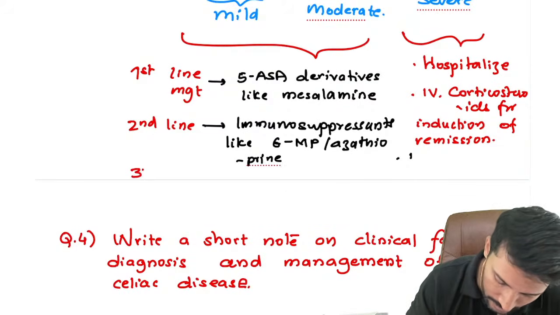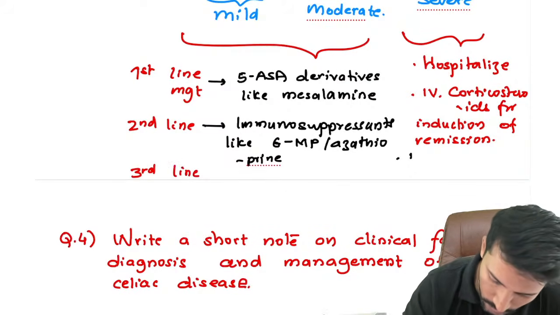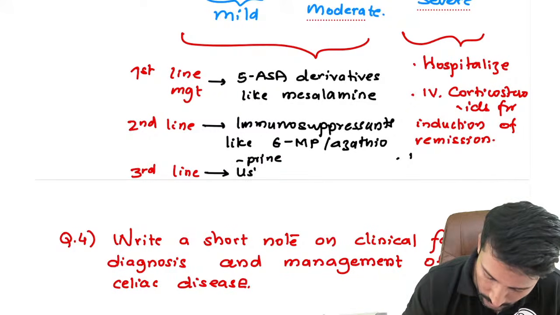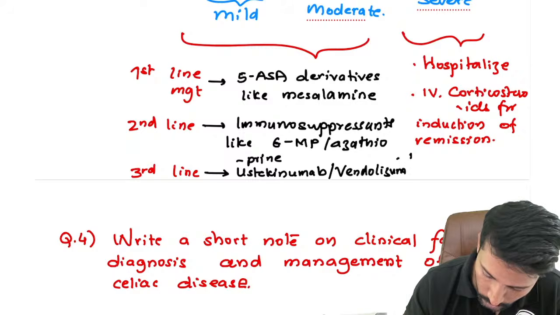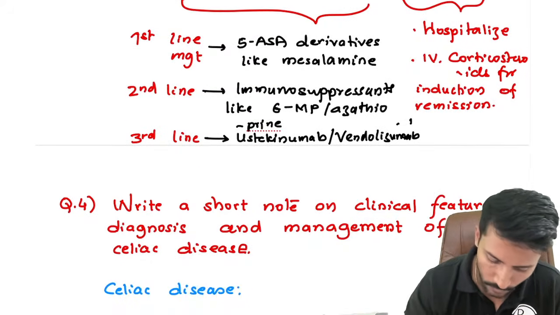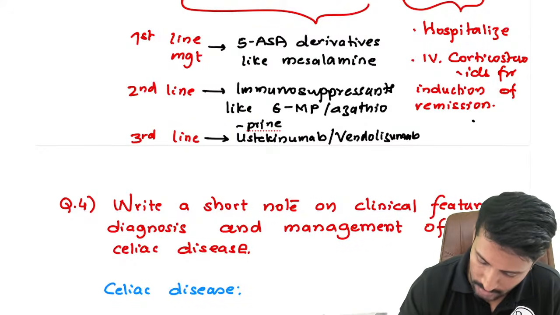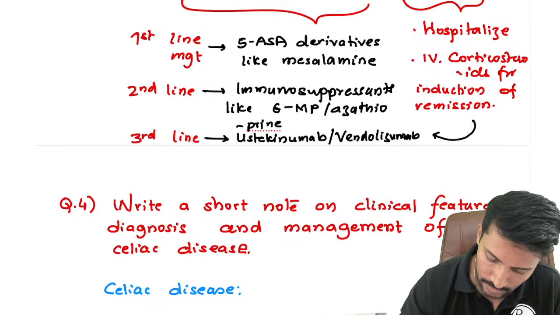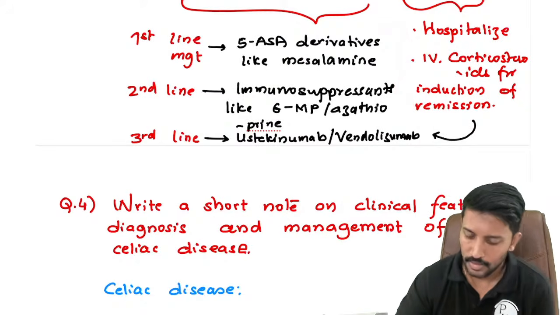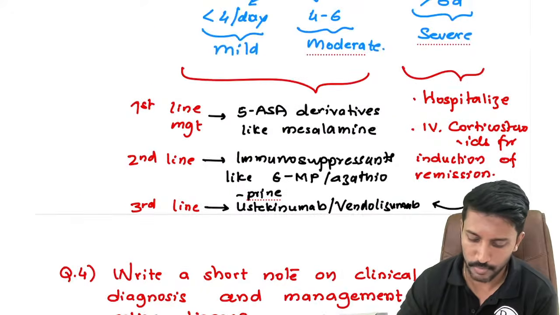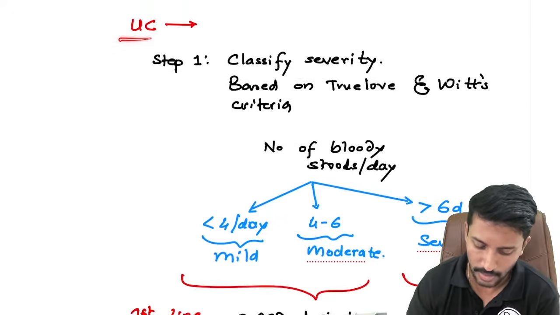And as a third line agent, if they're not responding to immunosuppressants also, we have some relatively new drugs like ustekinumab or vedolizumab. Okay, for severe patients, once the remission is achieved, we will follow the same path that we followed for the mild moderate cases. But for initial things, we need to use IV corticosteroids at relatively high doses to cut the inflammation quickly. So that is going to be our ulcerative colitis.